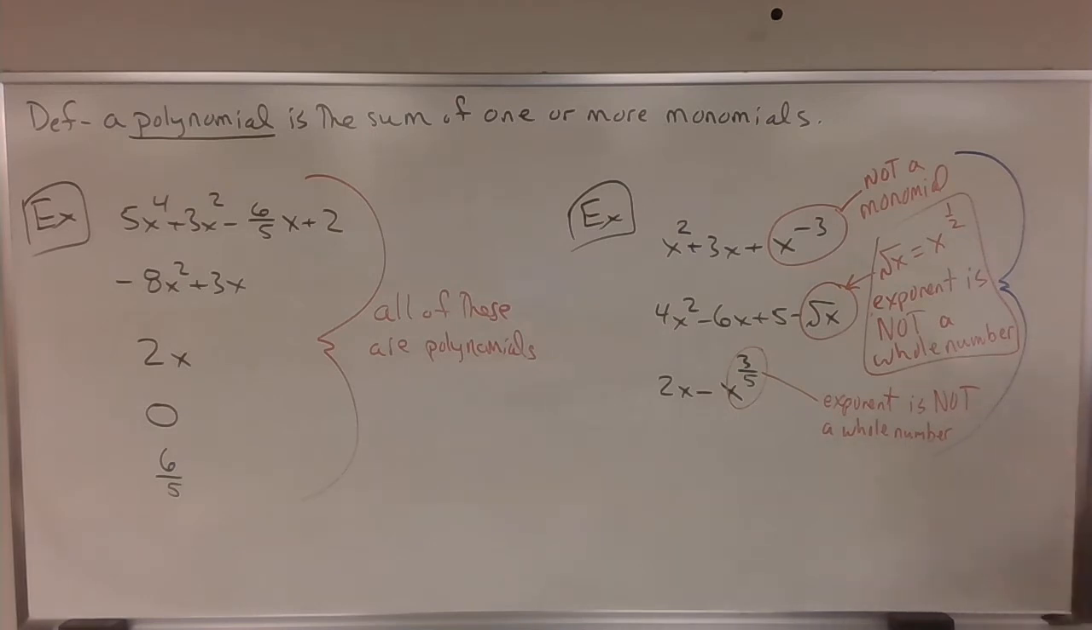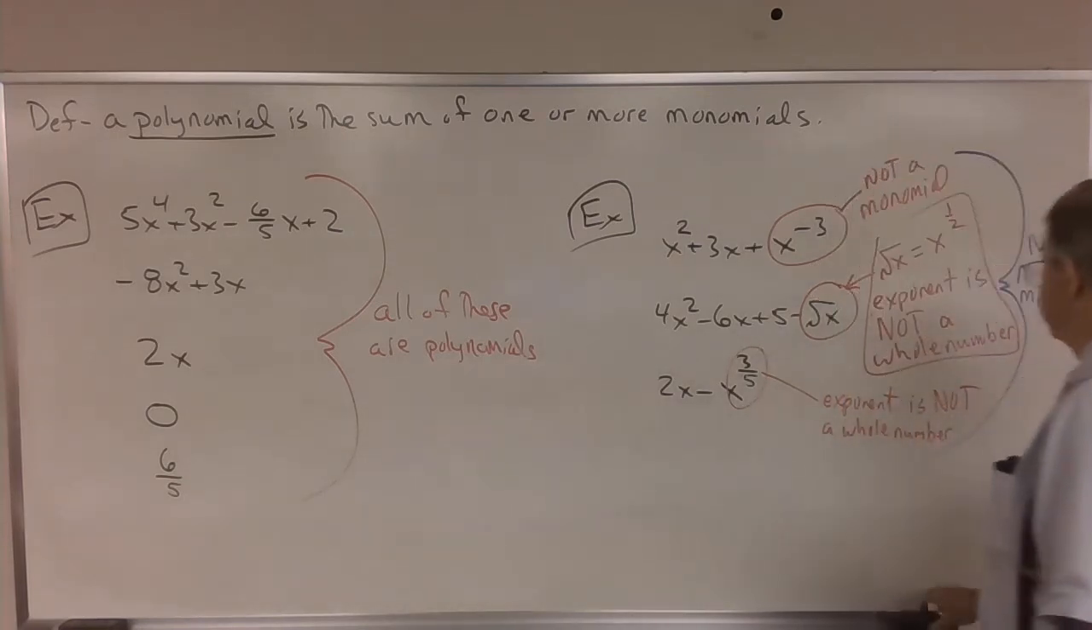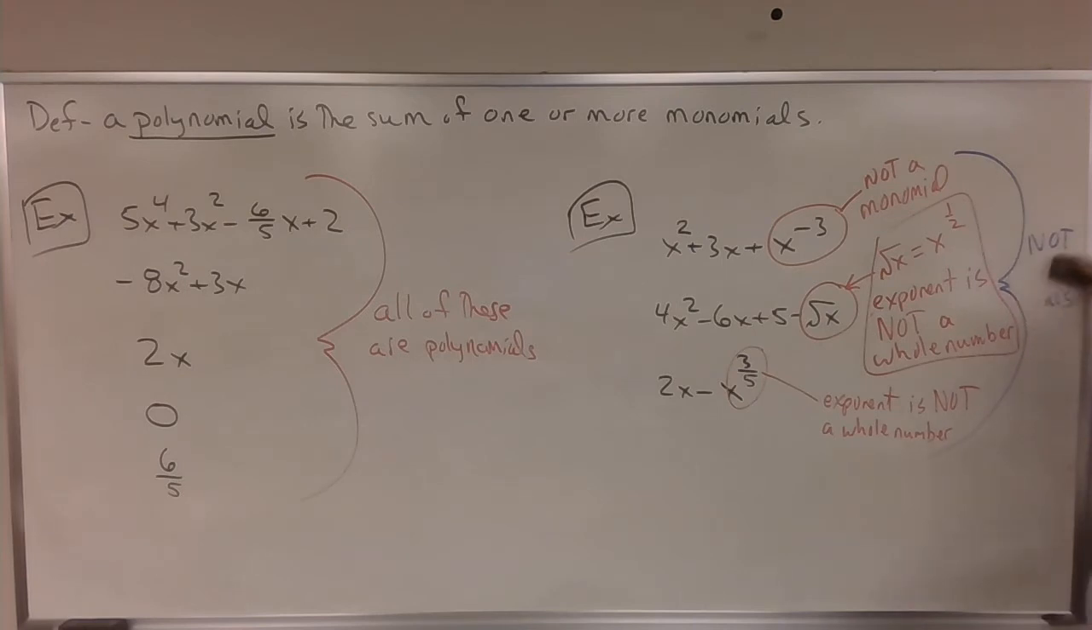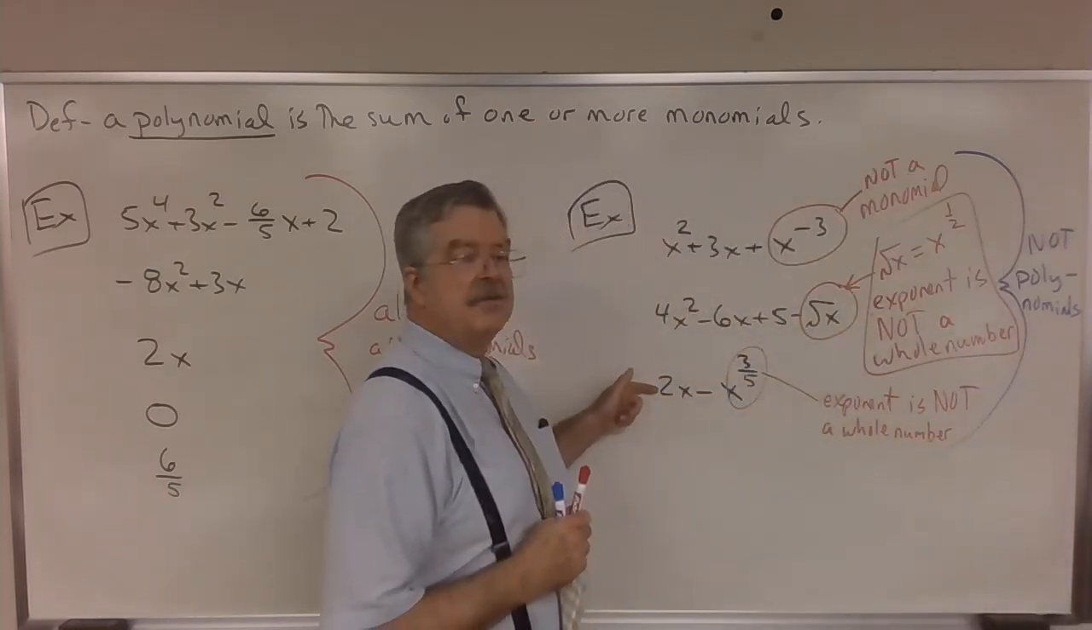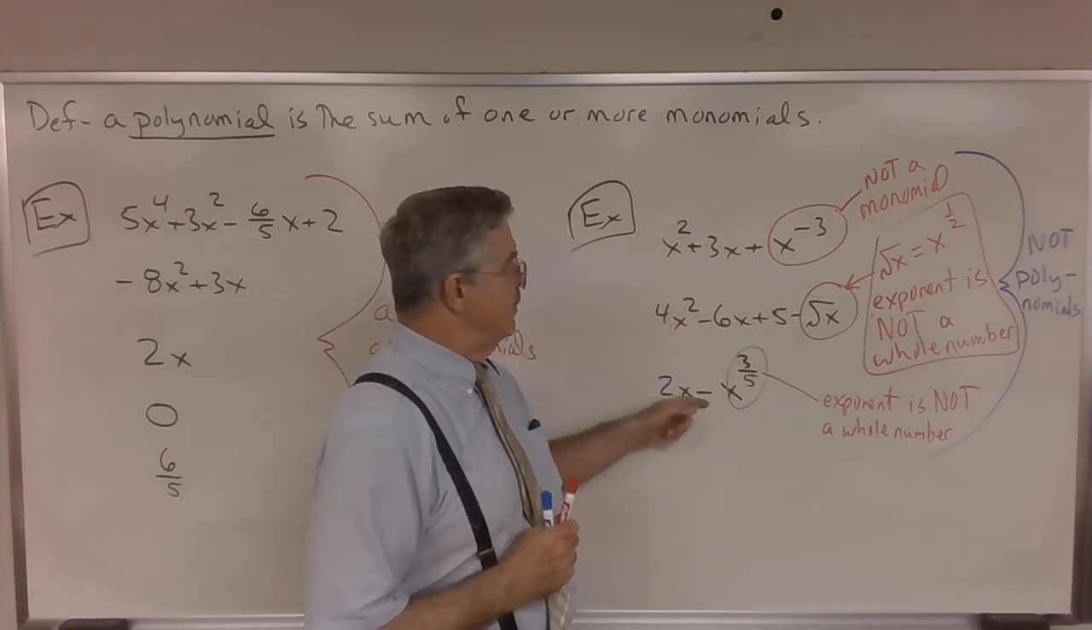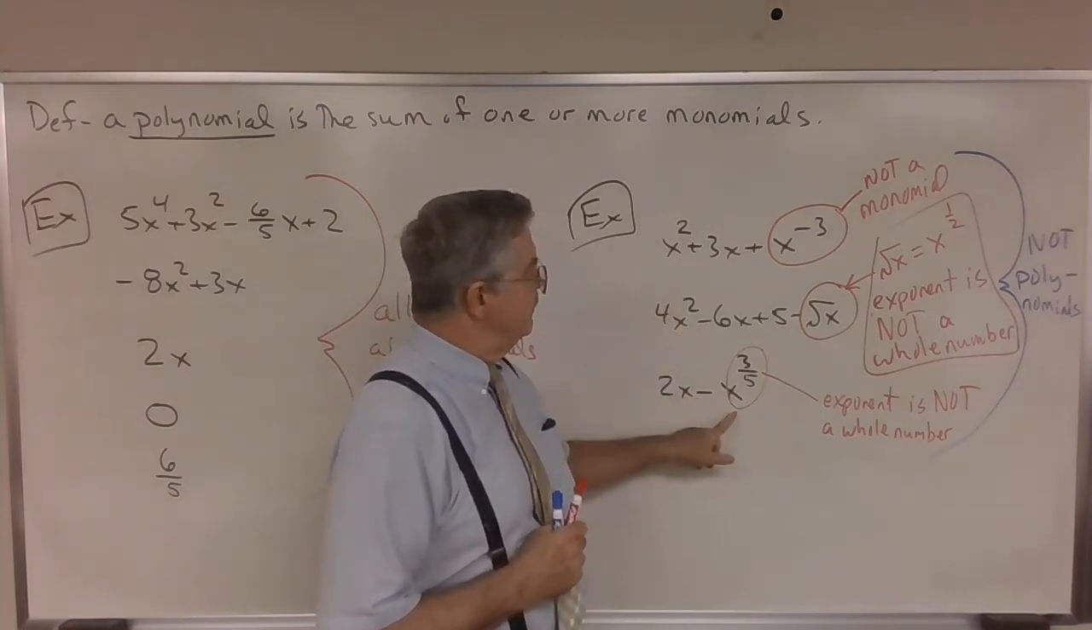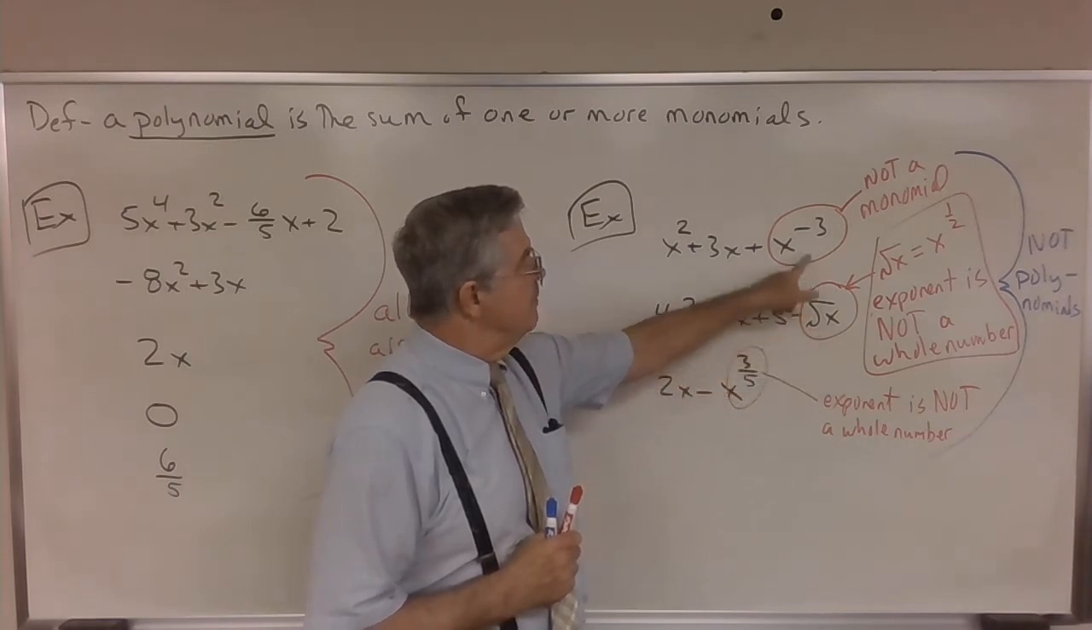They're going to lose their license for 30 days and pay a hefty fine. So those are not polynomials. These three things are not polynomials because they're not strictly the sum of monomials. Each of these has a term that is not a monomial.